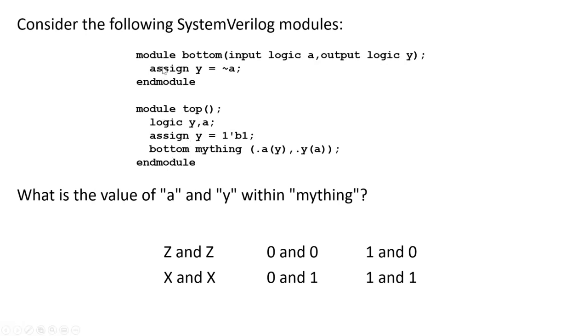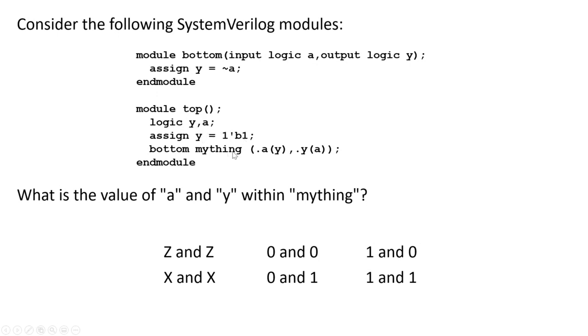You notice that bottom doesn't instance anything. It's just behavioral code, just an assign statement. So it's a leaf node, the bottom of the hierarchy. But top instances bottom, so top in this case is the top of the hierarchy, which is why I named them that way. They won't necessarily be named that way. In top, we've got 2 internal signals, Y and A. There are no inputs and outputs on top.